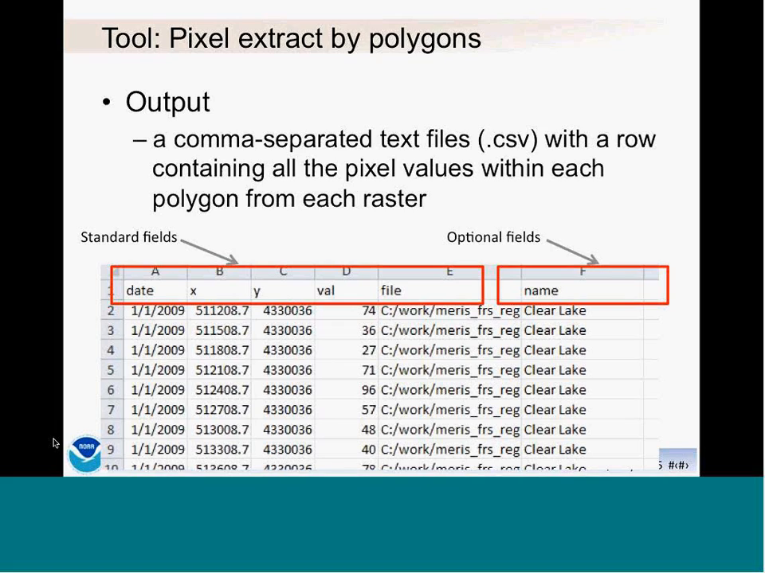Now, they have the standard similar set of fields initially: X, Y, and the value, and then a similar option to select an attribute from the polygon file. It's probably a good thing to select the name, so you can associate it with where those X, Y values are located.